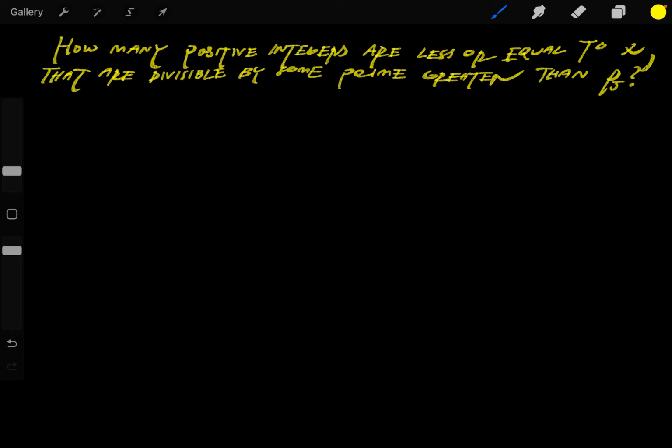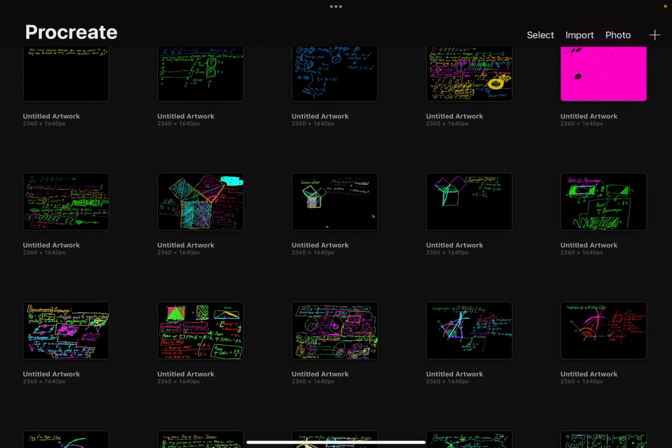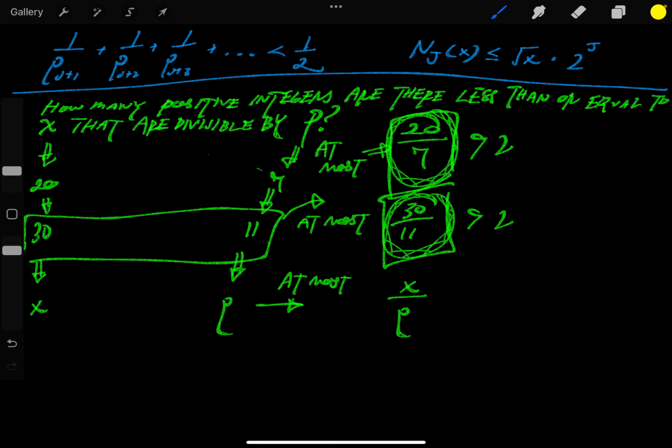because this question is our bridge. Okay, we're bridging things now. So how many positive integers are there less than or equal to x that are divisible by some prime greater than p sub j? In this case, right, how many primes are there at most less than or equal to x that are divisible by p sub j plus 1, right? Let's look at the last thing that we just did. Let's go back. We said that how many positive integers are there less than or equal to x that are divisible by p sub j plus 1, right? Well, in that case, it would just be x over p sub j plus 1, right?